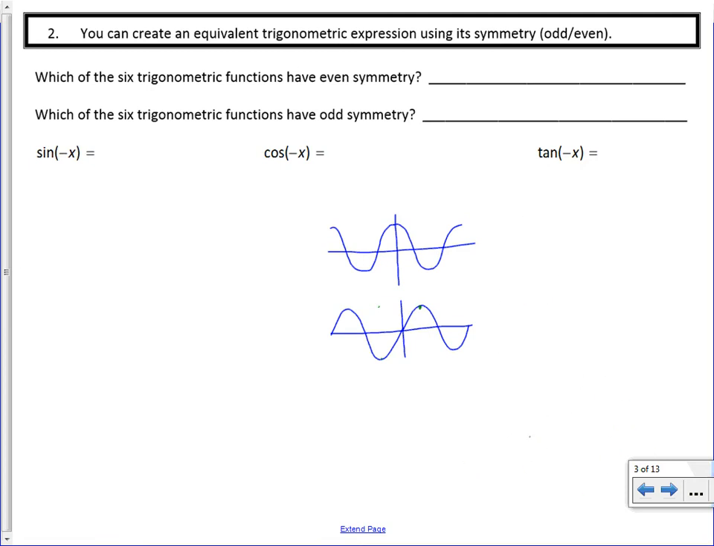So we know that cosine was even. What do you think, do any other of the 6 also have even symmetry?